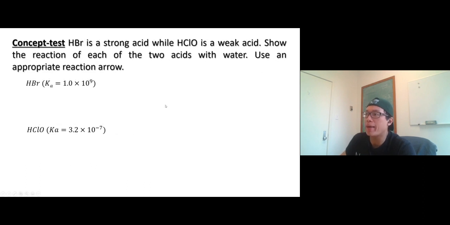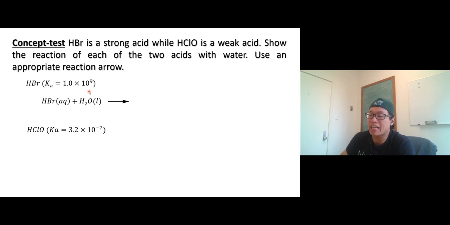One more time. HBr is a strong acid, while hypochlorous acid is a weak acid. Show the reaction of the two acids with water. Okay, reaction with water. Use an appropriate arrow. HBr, strong acid, of course, reacts with water. So totally one-way reaction. Doesn't really go back, right? Of course, HBr is in equilibrium with water, but it's 10 to the 9th.